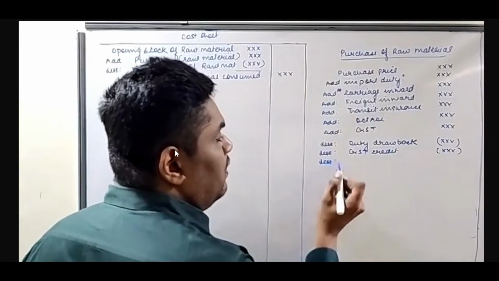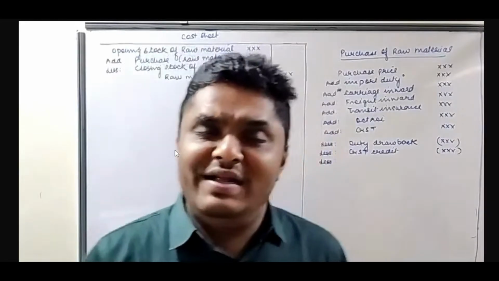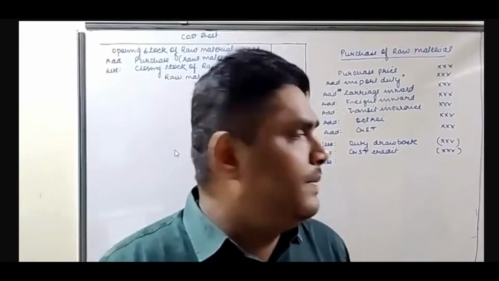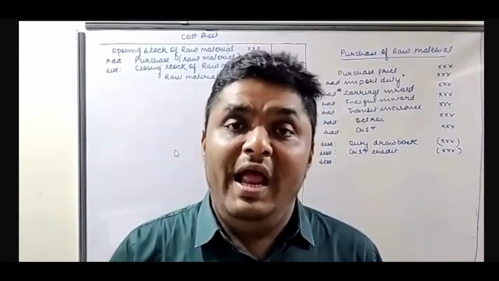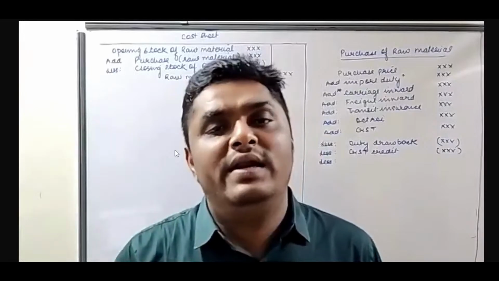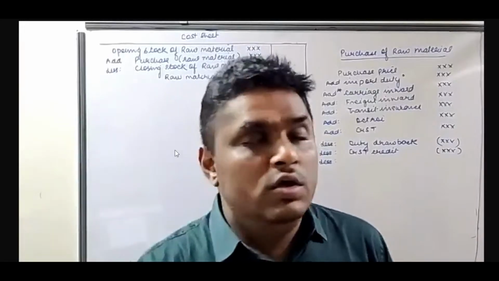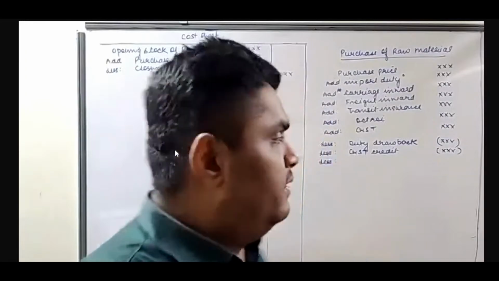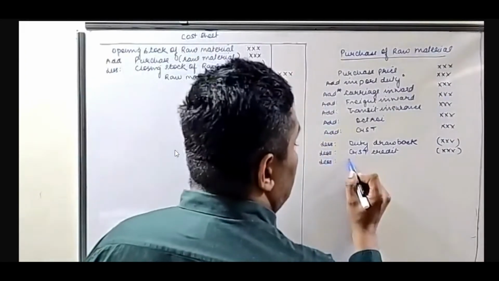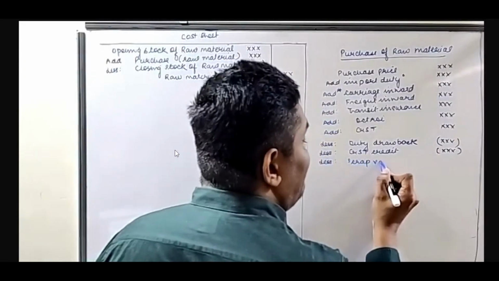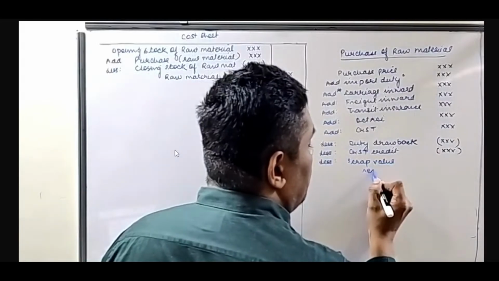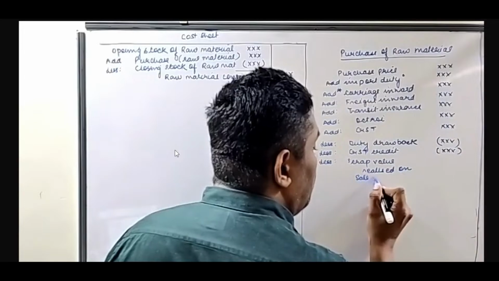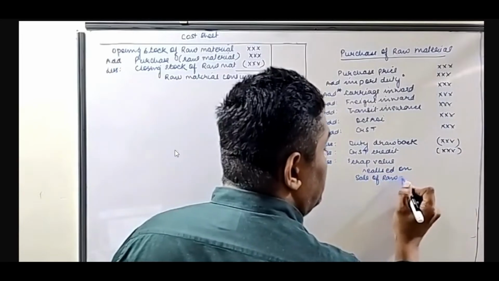Further, let's say during transit, some part of raw material is damaged, and we are selling that raw material in the market and we are realizing some value. So that value realized on sale of raw material is also to be deducted. So, scrap value realized on sale of raw material.